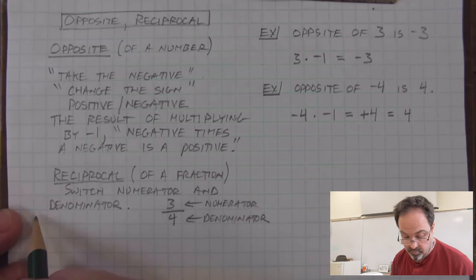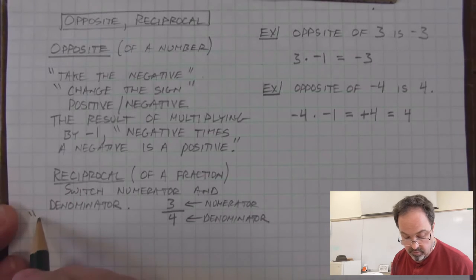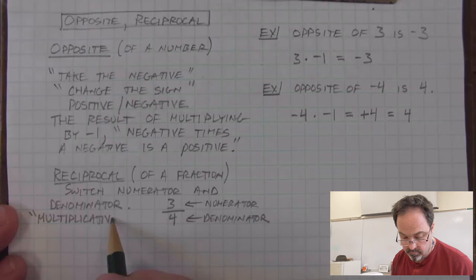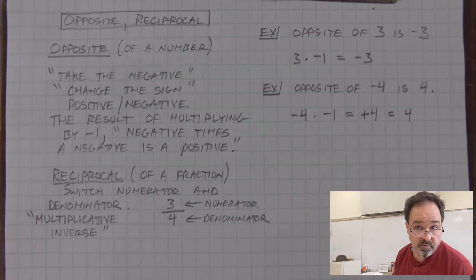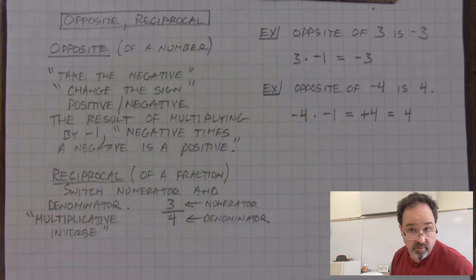One thing left to say about reciprocal is very often there's a term for reciprocal that we might see. Another name for reciprocal is the multiplicative inverse. And the reason why we call a reciprocal the multiplicative inverse, we'll study later in practice. But if you're asked to find the multiplicative inverse and you're given a fraction, it's the same thing as asking what is the reciprocal.